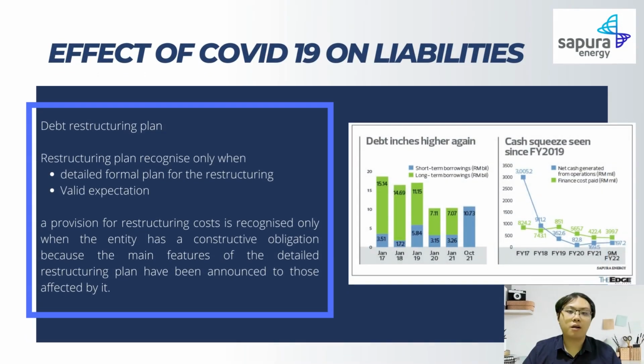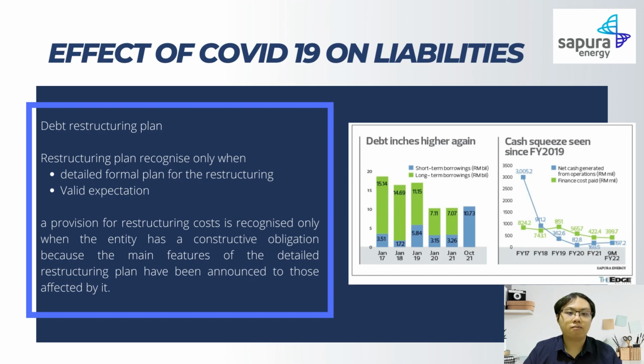What is a restructuring plan? A restructuring plan is recognized only when an entity has a detailed formal plan for the restructuring and has raised a valid expectation in those affected that it will carry out the restructuring. In other words, a restructuring plan can be defined as a provision for restructuring costs and is recognized only when the entity has a constructive obligation because the main features of the detailed restructuring plan have been announced to those affected.